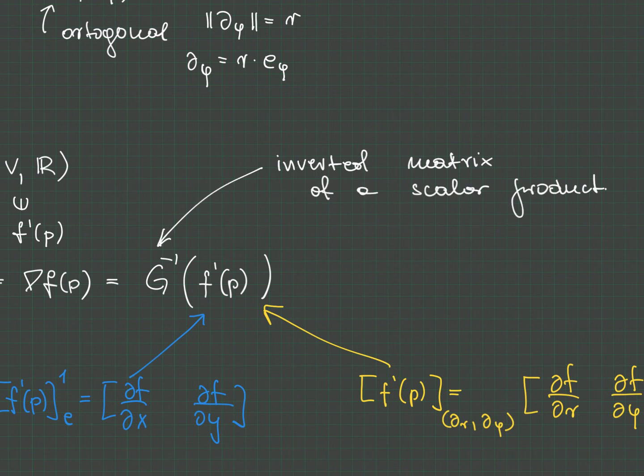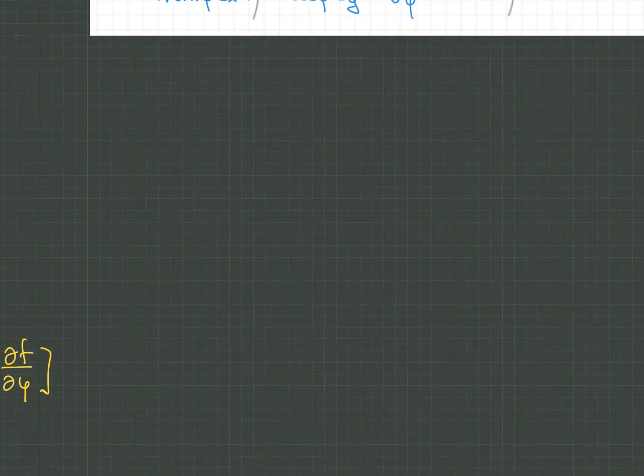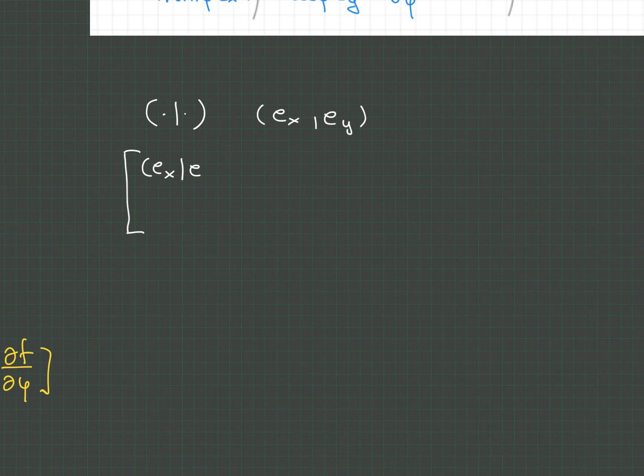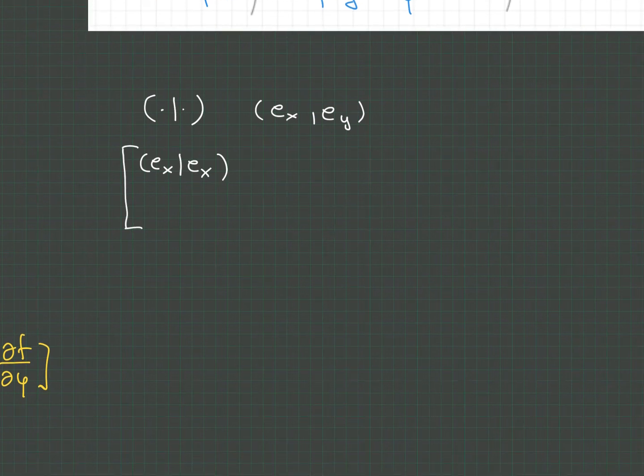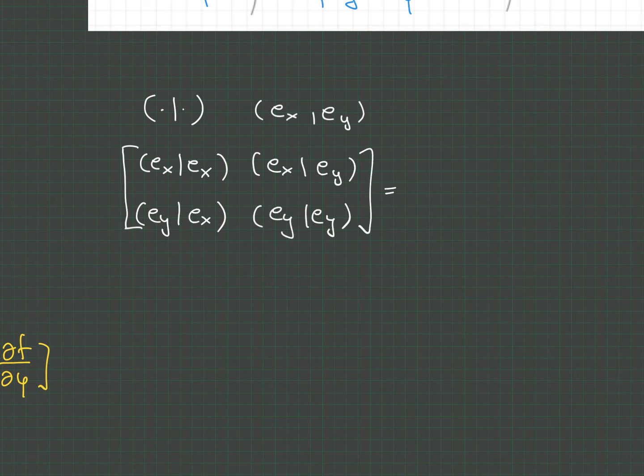How do we get it? If I have a scalar product and I have a basis, for example this one, I can get a matrix by taking scalar products of the basis elements. It will be, of course, a symmetric matrix because the scalar product is symmetric. And since basis E is orthonormal, these products are 0, these are 1. So the matrix is very simple.